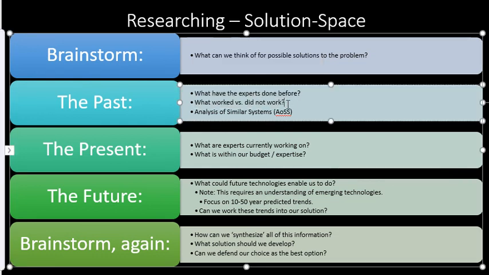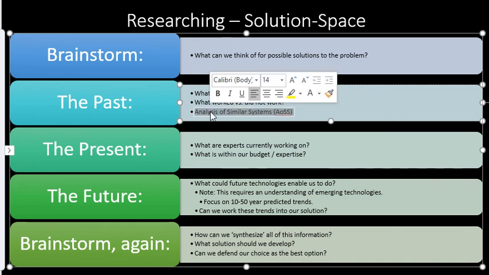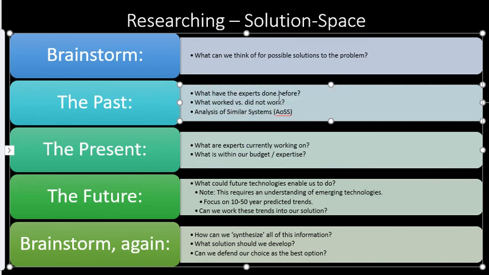I'm going to teach you how to use some of them this semester, such as Google Scholar or through your school library. And so you look at what worked versus what didn't work, and then you can do something called an analysis of similar systems, which is simply you look at the products or the actual solutions that have been developed by these experts in the past to solve this problem, and you compare them. You do what's in business called a cost benefit analysis, and you simply look at the pros versus the cons of using those solutions.